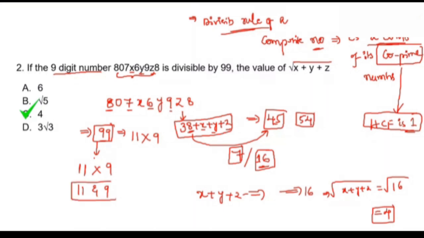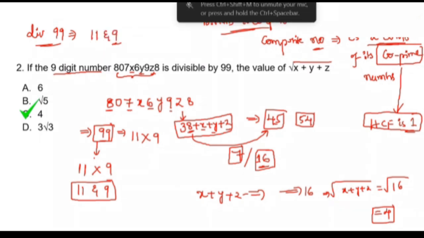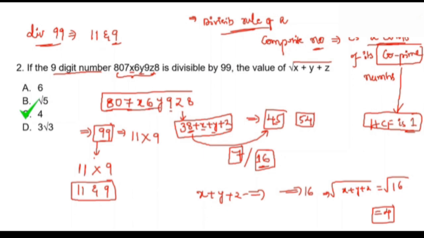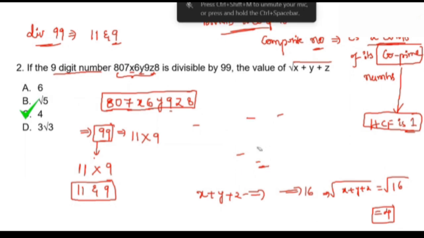So then I can say the divisibility rule of 99 is that the number should be divisible by both 11 and 9. Both 11 and 9. If this part is clear, we know this number. This is a number. That number must be divisible by 9 as well as 11. We'll keep 11 aside for a while. But what is the divisibility rule of 9 then?